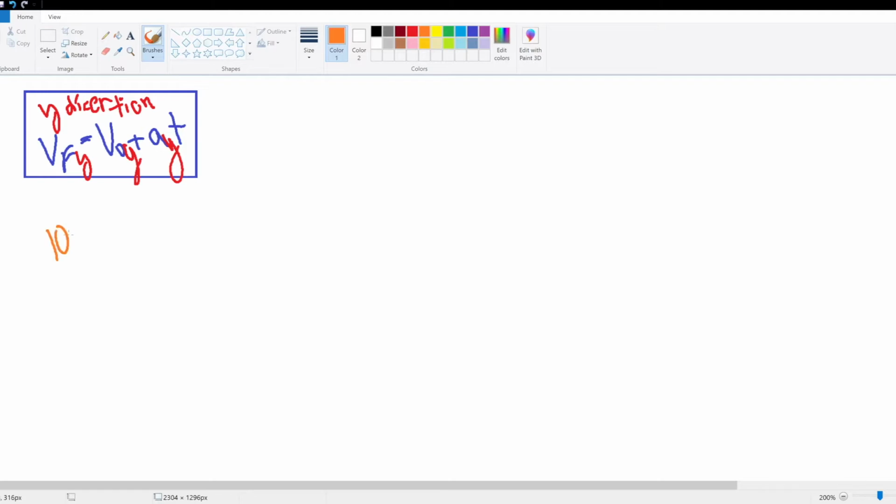Okay, we realize that our initial speed in the y direction is 10 sine of 30 degrees. Sine of 30 degrees is 1/2, times 10 is 5. So this is equal to 5.